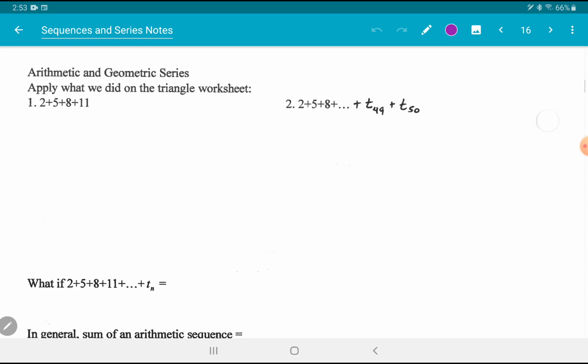If we do the same thing we did last time with triangular numbers, what we would say is that we have 2 dots and then we move on to 5 dots. It's not going 1 plus 2 plus 3 anymore. What we're going is 2 plus 5. And then we add 8. 3, 4, 5, 6, 7, 8. And then what do we have? 11. 1, 2, 3, 4, 5, 6, 7, 8, 9, 10, 11.